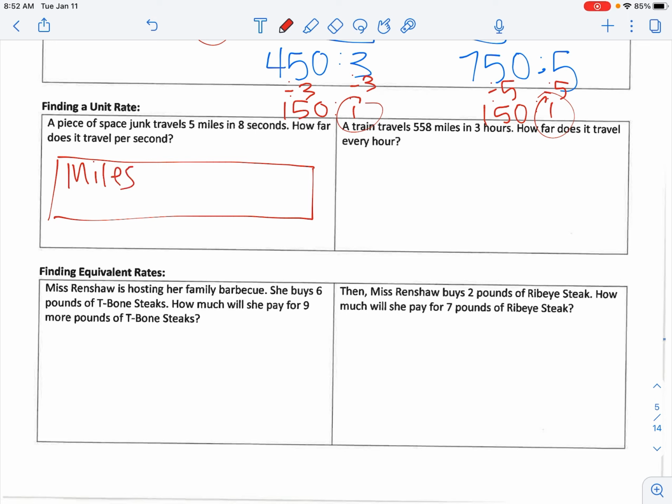miles, and we're going to have seconds. Okay, it travels 5 miles in 8 seconds. So that is our first ratio, 5 miles in 8 seconds. It wants to know how far does it travel per second. So per second, we're trying to get to 1. So I made the table a little big.